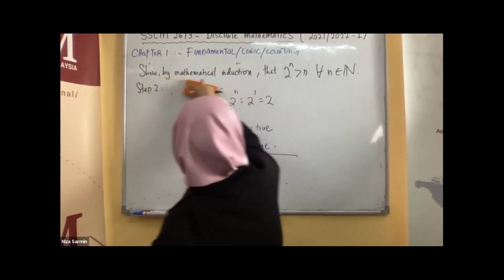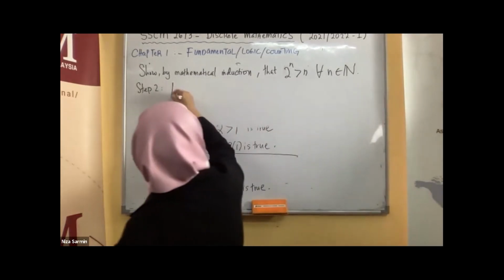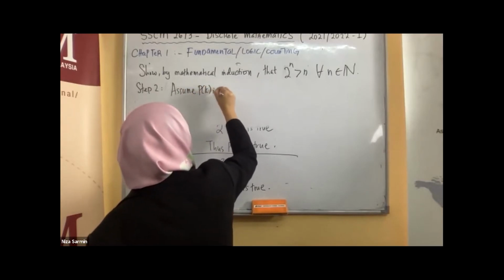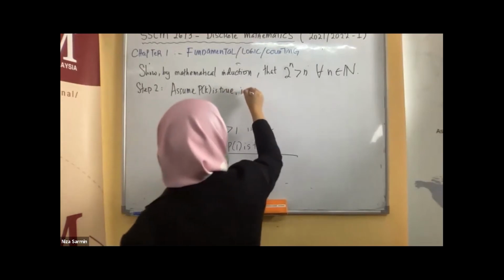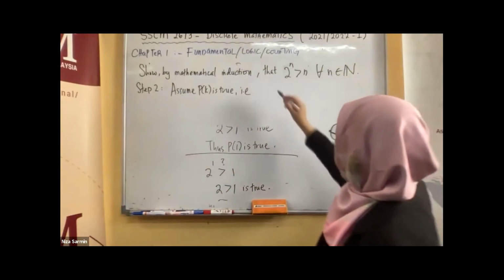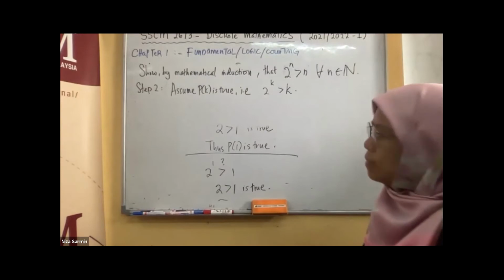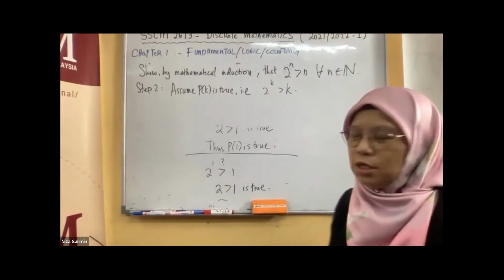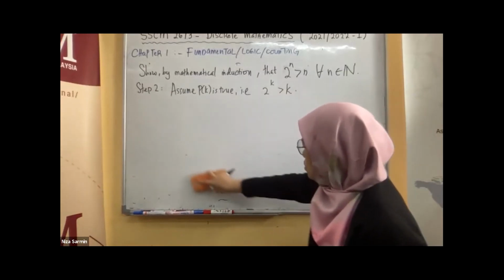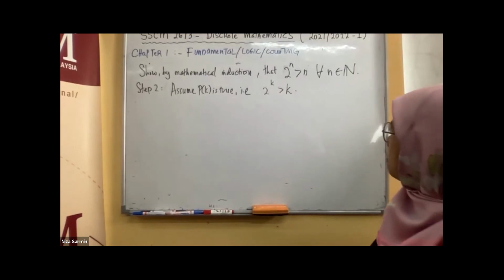Okay. Now step 2. Assume Pk is true. I just write in the same line, yeah? Assume Pk is true, that is 2 to the k is bigger than k. I think this way is much easier to see. To write out what you want to prove, assume what you want, you can assume.